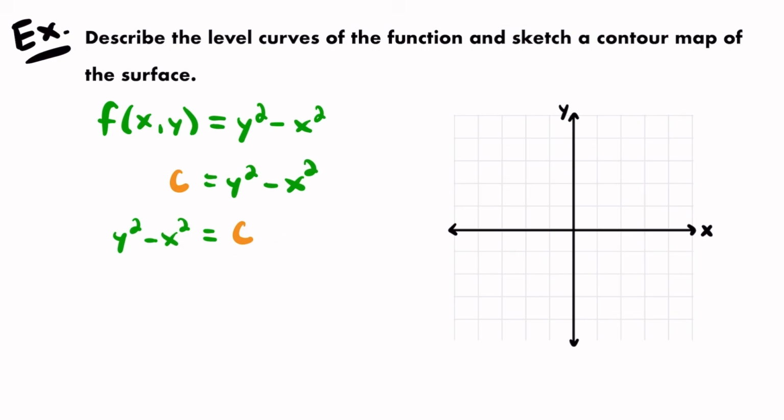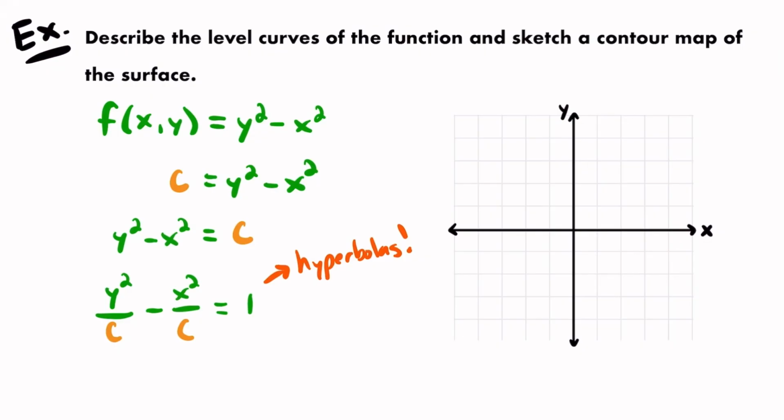Dividing both sides by c will give you y squared divided by c minus x squared divided by c is equal to 1, because c divided by itself would be 1. And this right here would be the equation of a hyperbola. It looks very similar to the equation of an ellipse, except one of the two terms for y squared or x squared is negative. In this case, the x squared term is negative. All right, so our level curves here for this function will be hyperbolas. That is what we have found here. That's how we can describe the level curves.